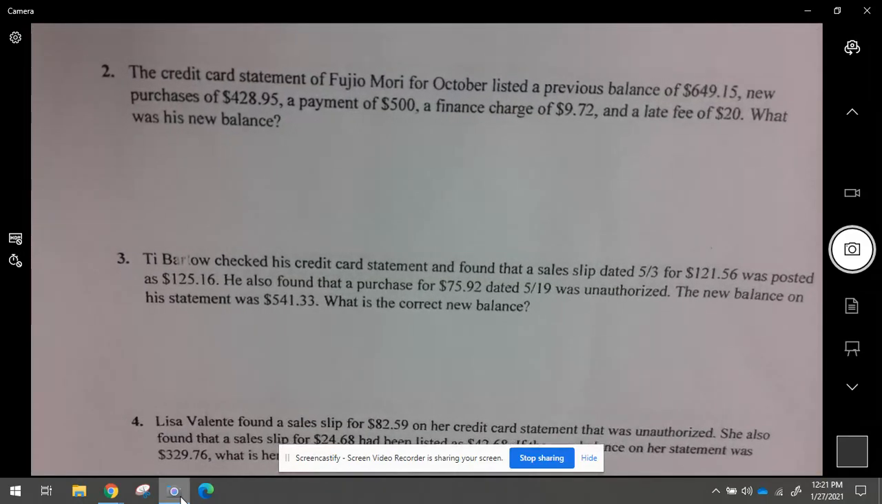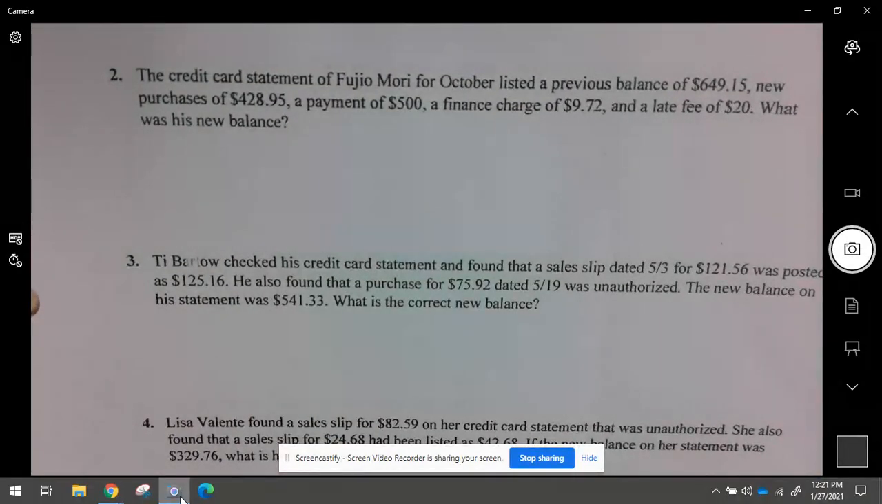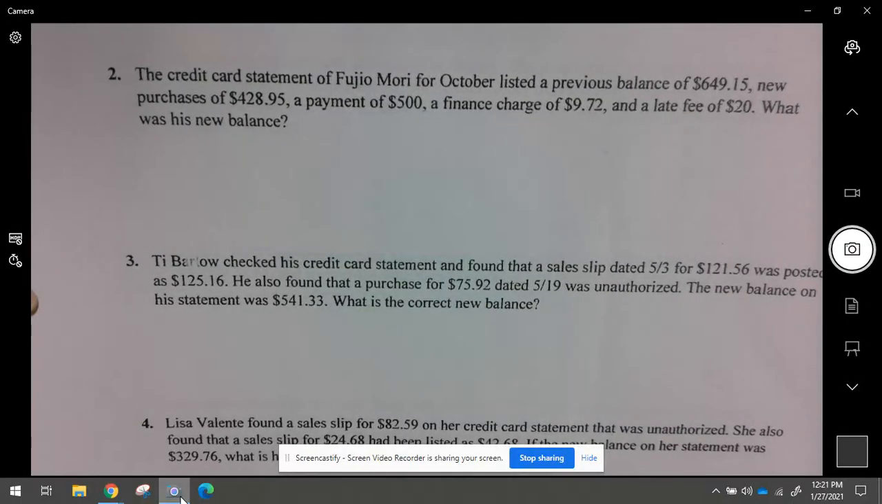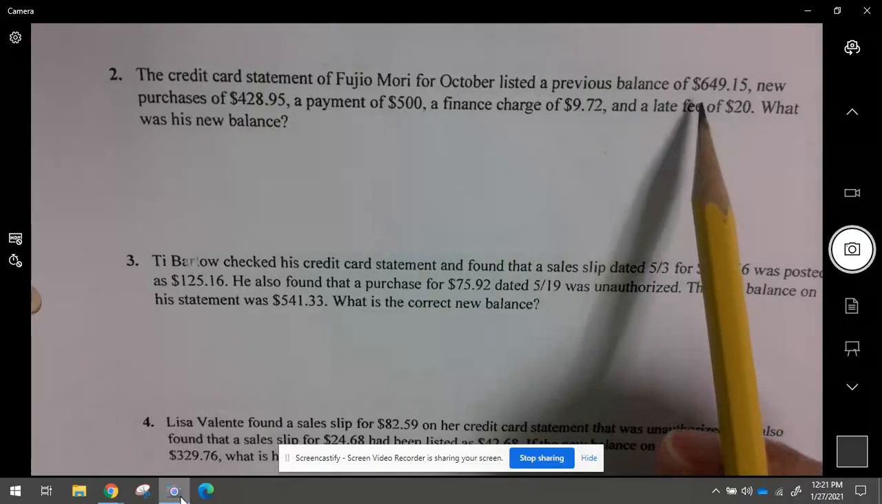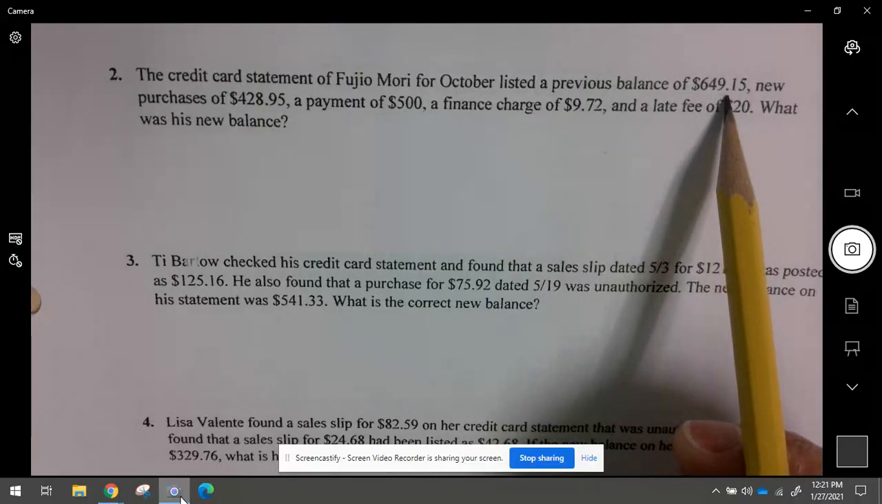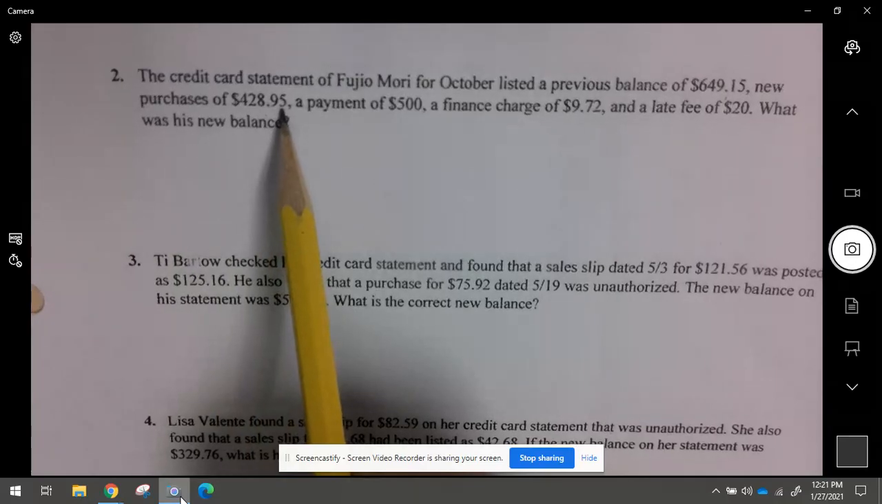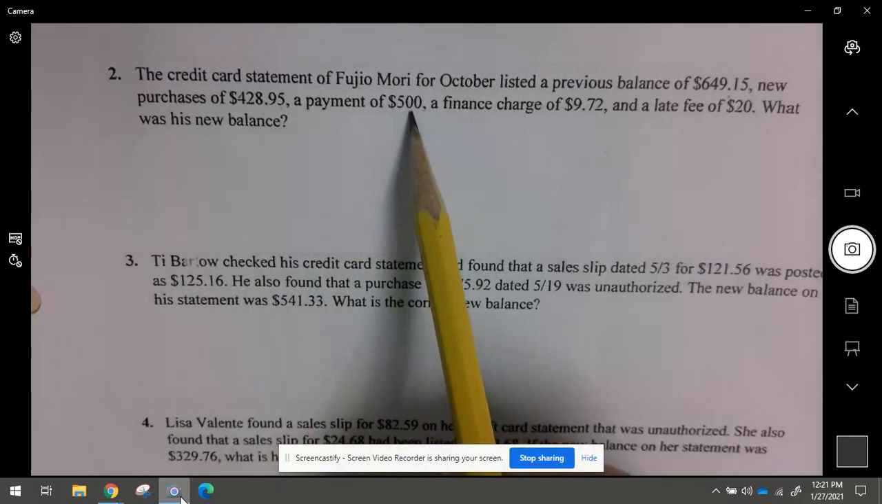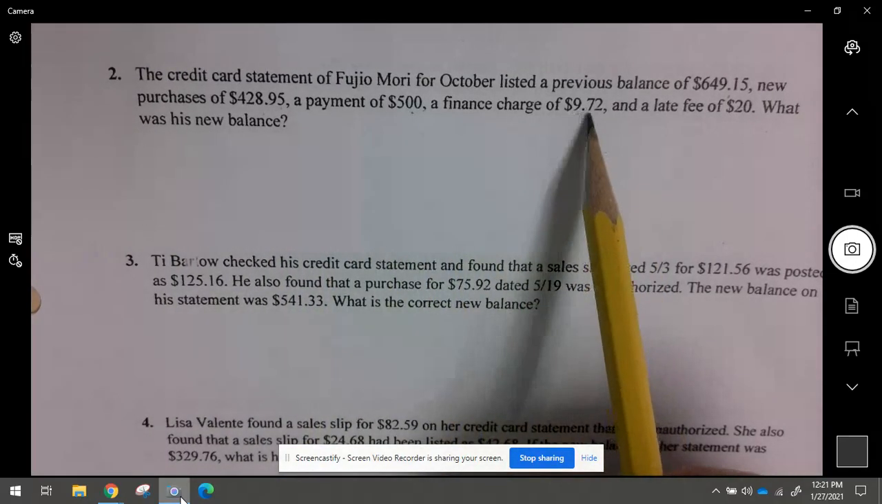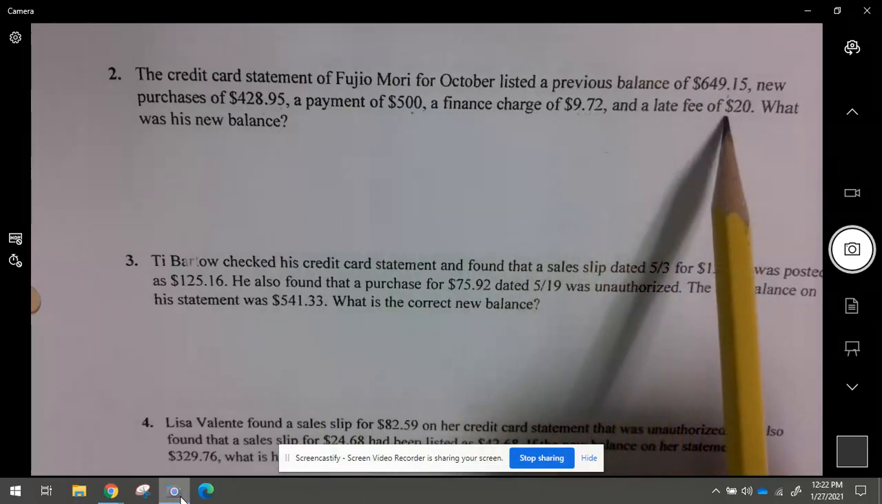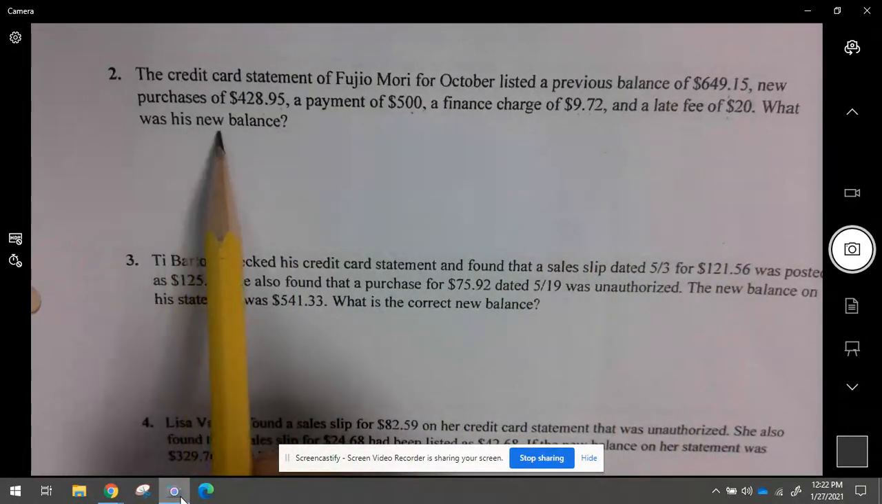Let's look at number 2. The credit card statement of Fujio Mori for October listed a previous balance of $649.15, new purchases of $428.95, a payment of $500, a finance charge of $9.72, and a late fee of $20. What was his new balance?